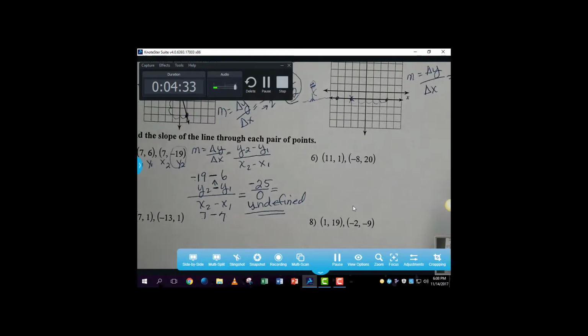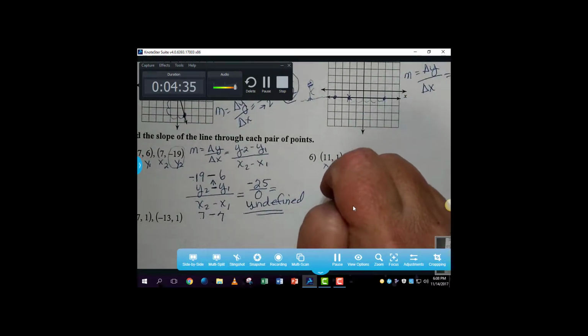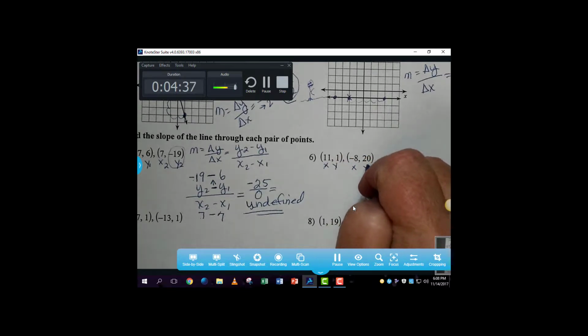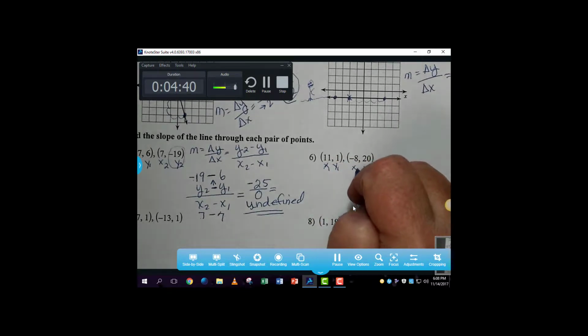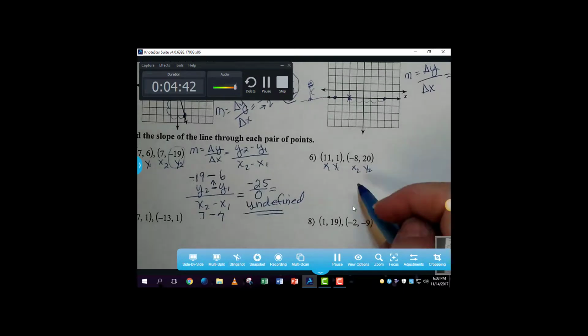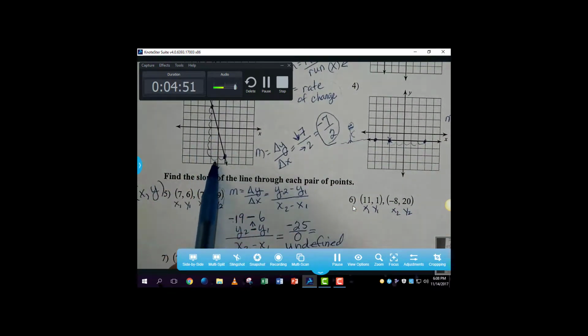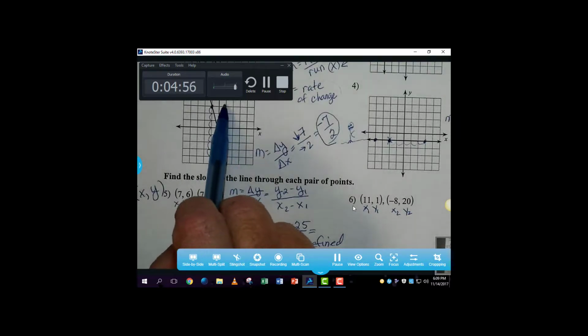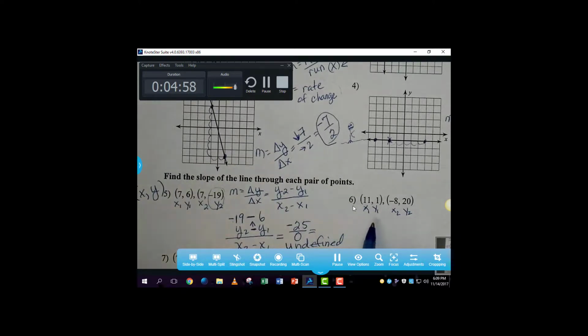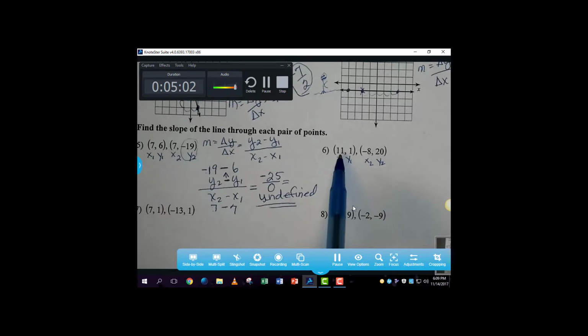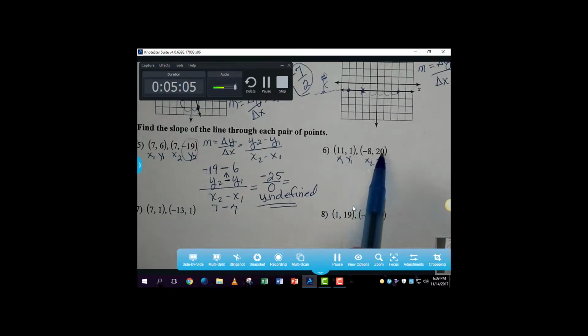Number 6, I've got (x, y), I have (x, y). I call those the 1s and I call those the 2s. And it could be the other way around. You could call these the 2s and you can call these the 1s. And why can you do that? Because if I count down and right, that's the same as counting up and left. That's why it doesn't matter if these are the 1s or if these are the 2s. What matters is (x, y), (x, y).